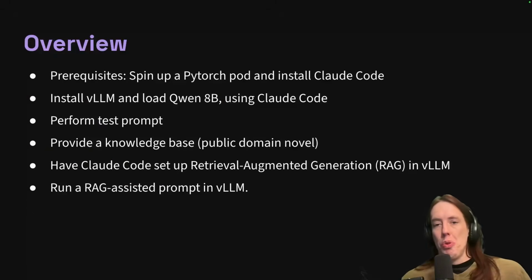So in this video, we'll jump right into a pod with a PyTorch template with Claude Code already up and running. If you need a how-to on that, I'll link to the prior video in the description. We'll then install vLLM using Claude Code, perform a test prompt on it to test its world knowledge. We'll then provide a knowledge base to it in the form of a public domain novel. We'll then have Claude Code set up RAG, and then run a RAG-assisted prompt in vLLM.